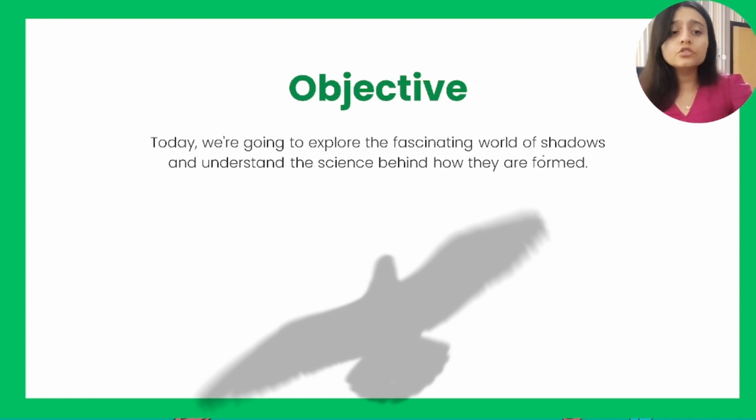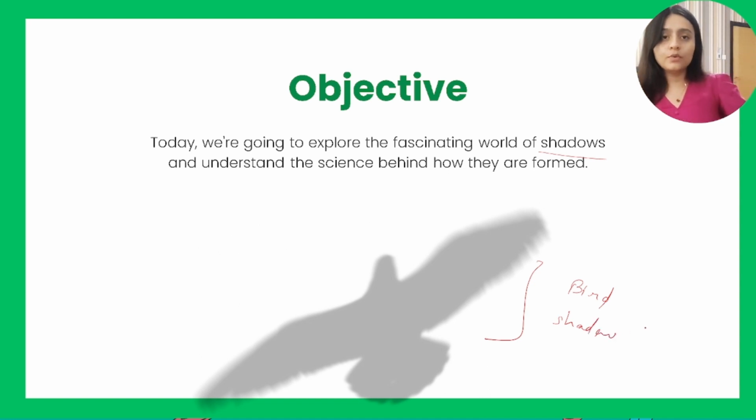Okay. So basically, before proceeding to the definition of shadows, you all know that something is walking along with you, right? This type of structure, it's a bird's shadow. It always walks along with you, right? When you're moving on a road, there is some kind of structure which is walking along with you.